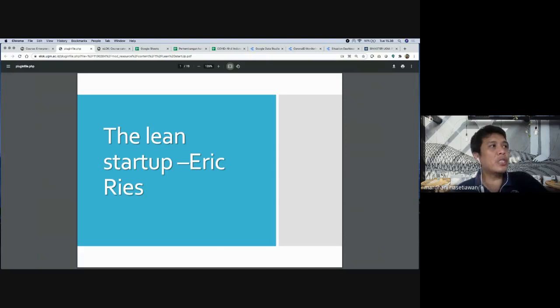So this is the Lean Startup. The Lean Startup was promoted by Eric Ries in 2008, at that time we had the second wave of digital booming companies, or the second wave of startup growth in the world. We know that the dot-com companies came in 1998, establishing the Google era and so on. And then in 2008, we also had the momentum of the startup race in the world.